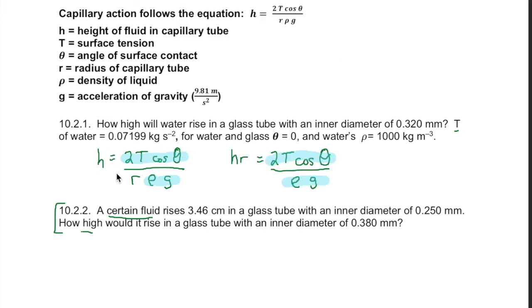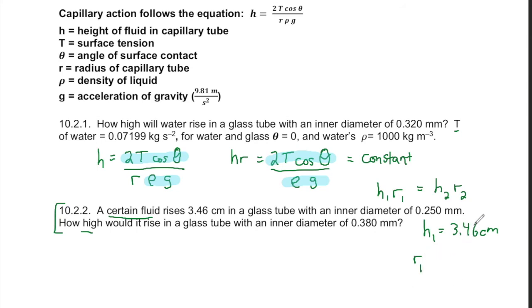If we multiply both sides of this equation by r, we get h times r on one side, and everything on the other side is a constant. They're all things that we don't know, but none of them are changing. So the height times the radius is going to be the same number for both of these scenarios. So the first scenario's height times the radius is going to equal the second scenario's height times the radius, because it's not going to change when we haven't changed the fluid.